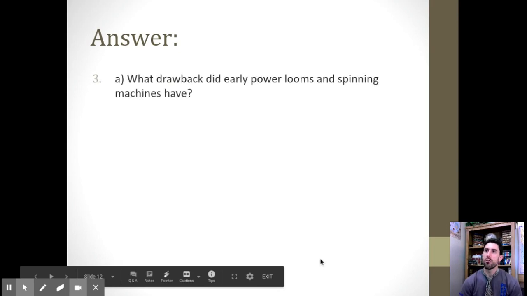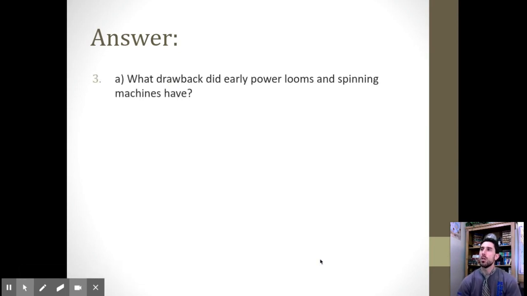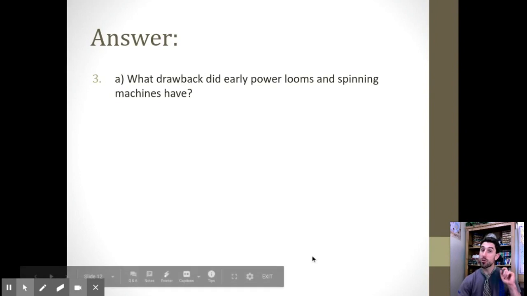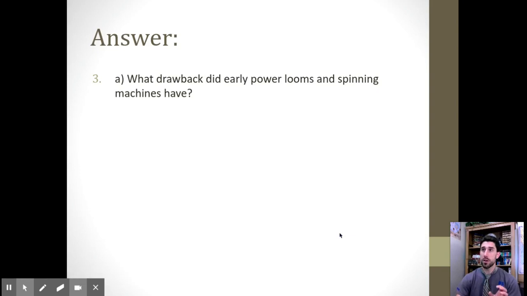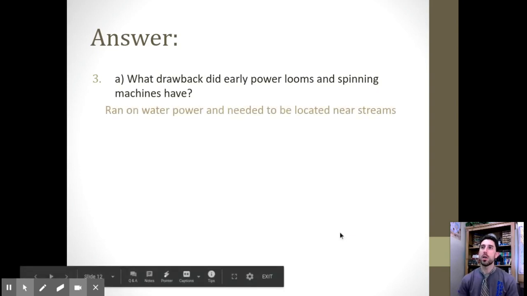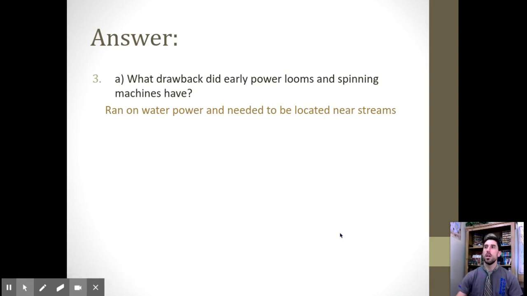Alrighty. Number 3, what drawback did early power looms and spinning machines have? And the drawback they had is, you might say, they couldn't do it as good as humans. Well, in time they sure could, and they could do it faster and better and create more. The drawback they had was they ran on water power and depended on location to be near a stream.